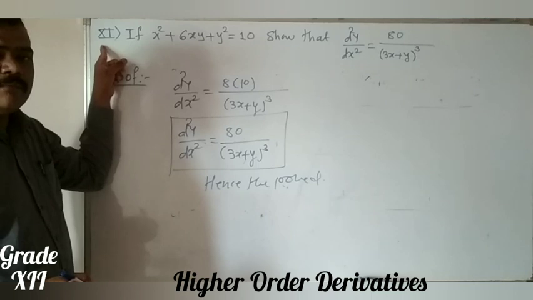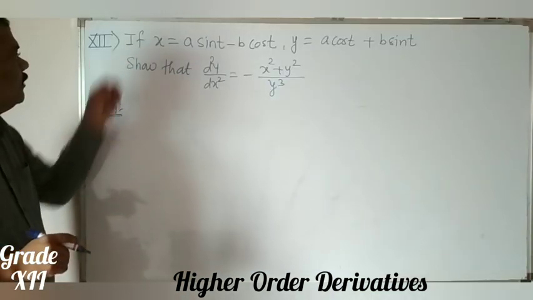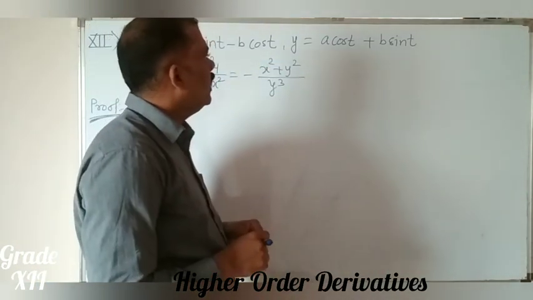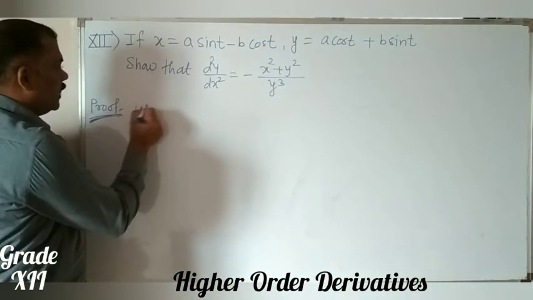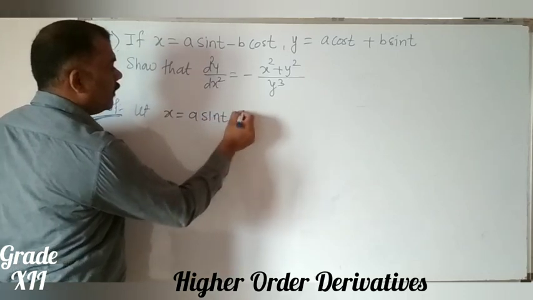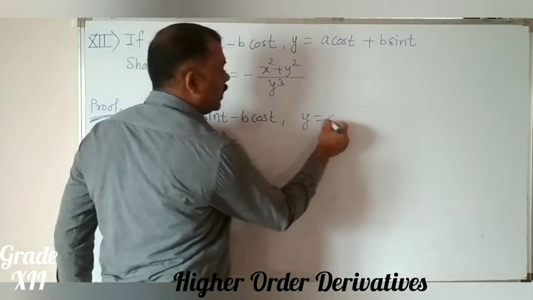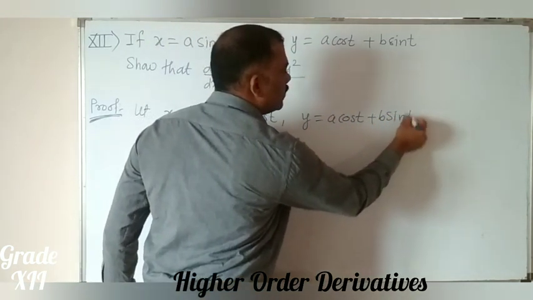What is that example number 12? See here. Example number 12 is, if x is equal to a sin t minus b cos t, y is equal to a cos t plus b sin t. We have to consider that x is equal to a sin t minus b cos t, and y is equal to a cos t plus b sin t.